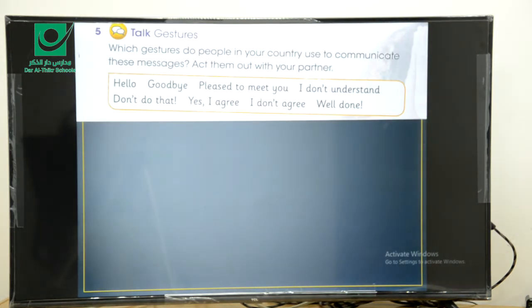I will go now to exercise number 5. It's about gestures. Gestures, let's say body language. Which gestures do people in your country use to communicate these messages? Act them out with your partner. They are asking you to use the body language. I will show you certain pictures. They will help you to understand what we mean by body language.